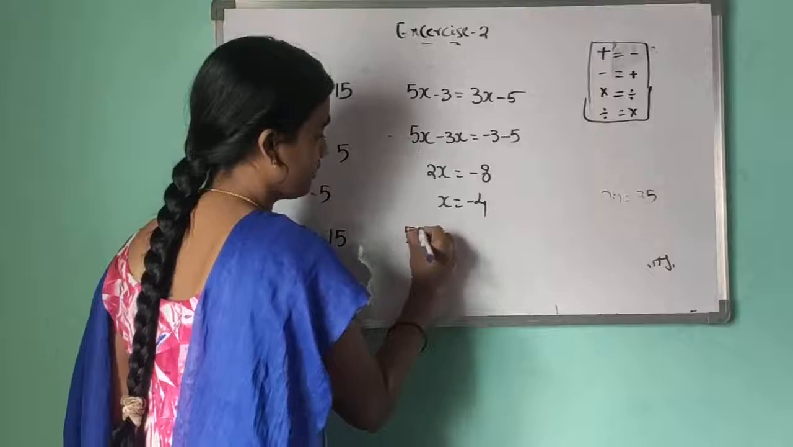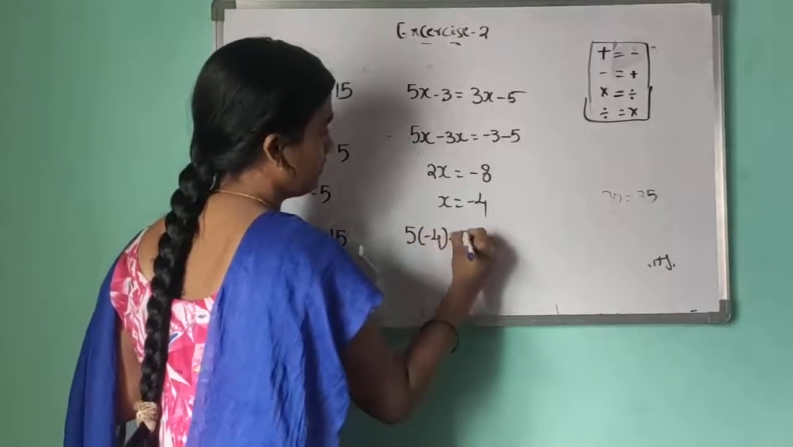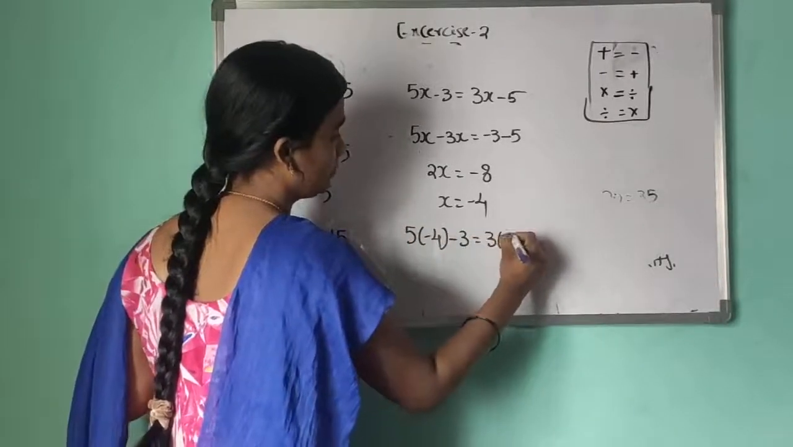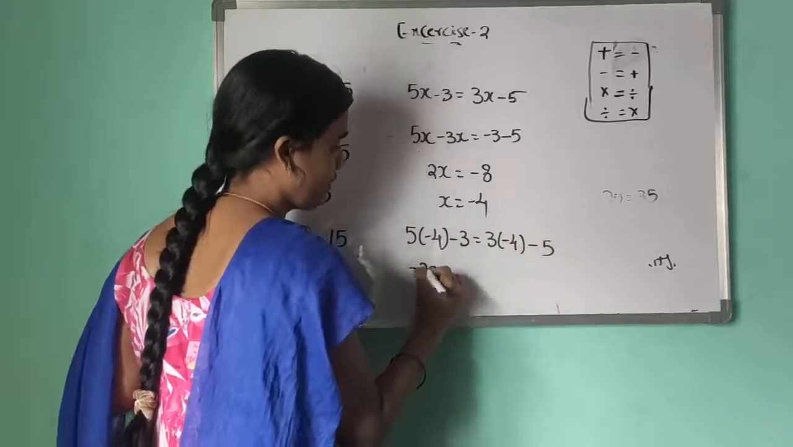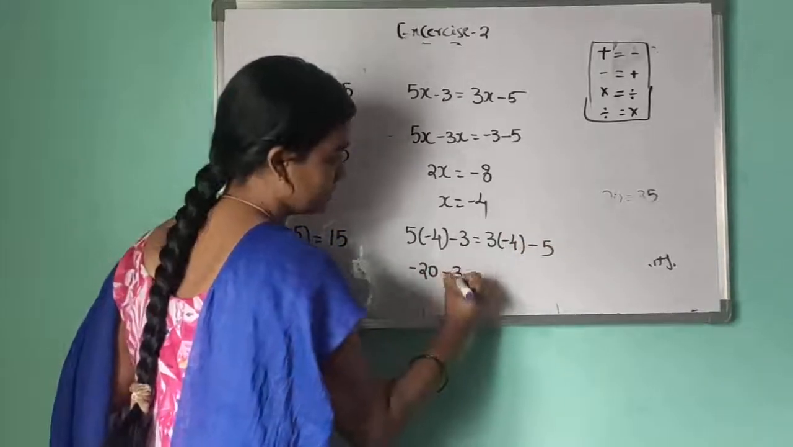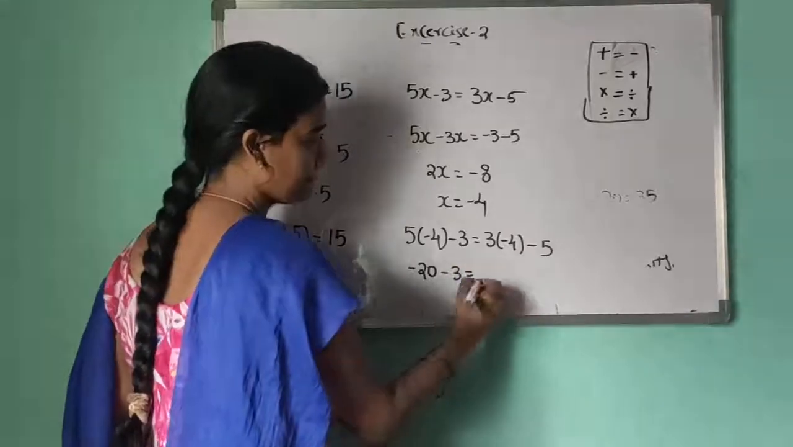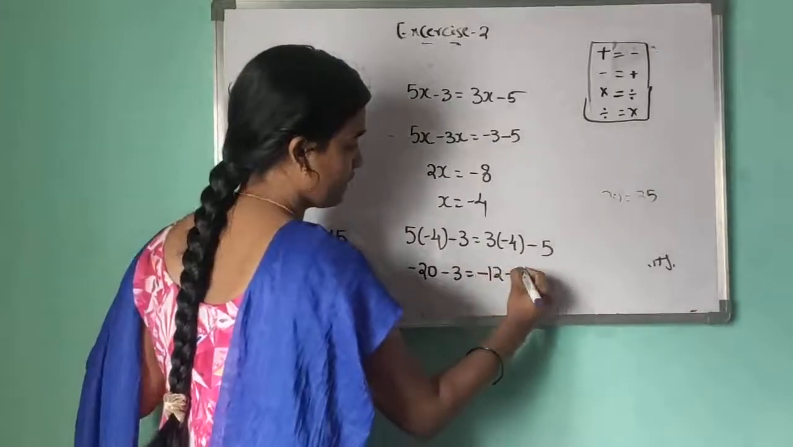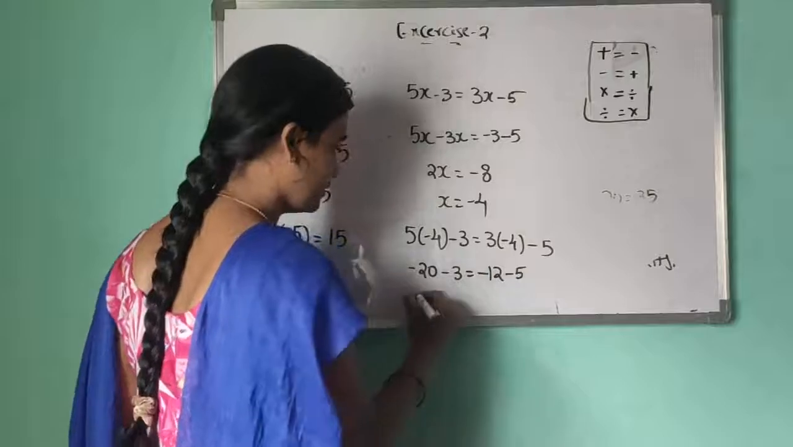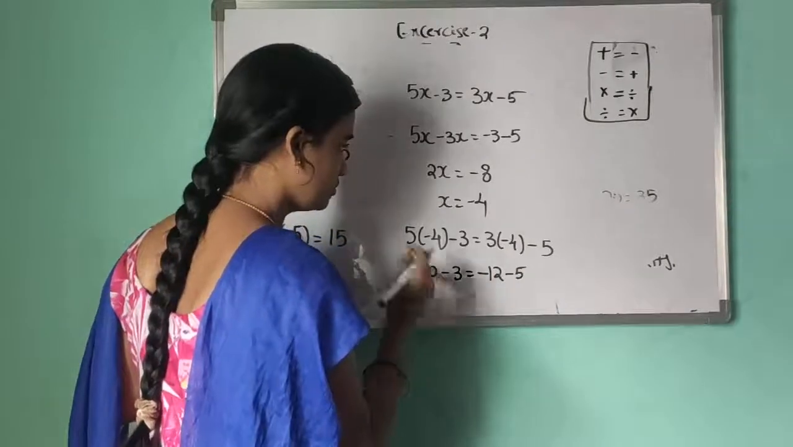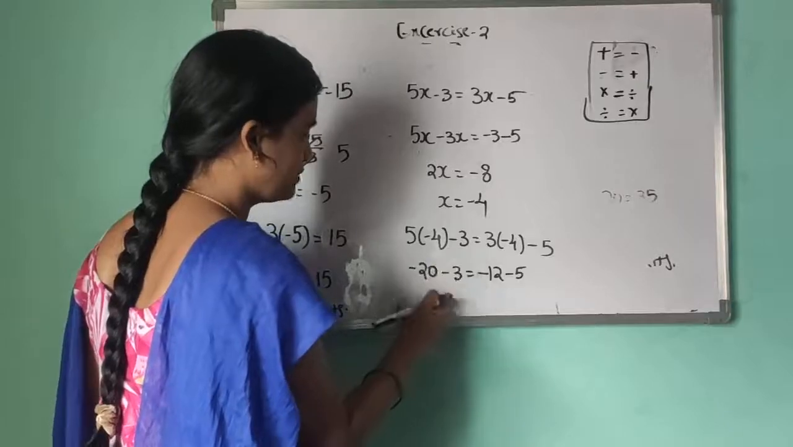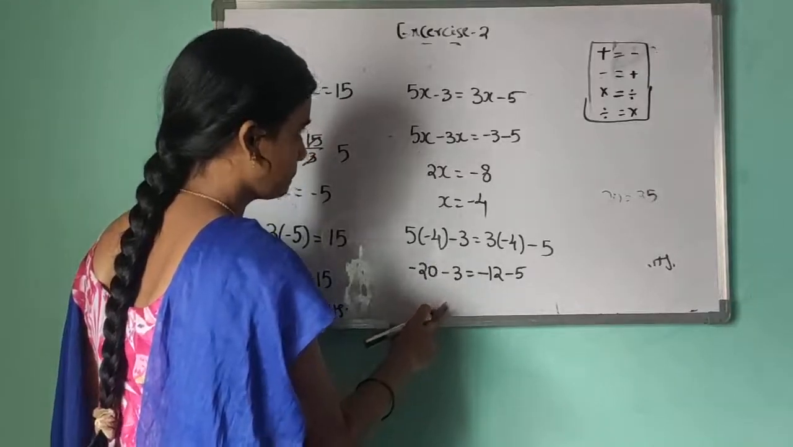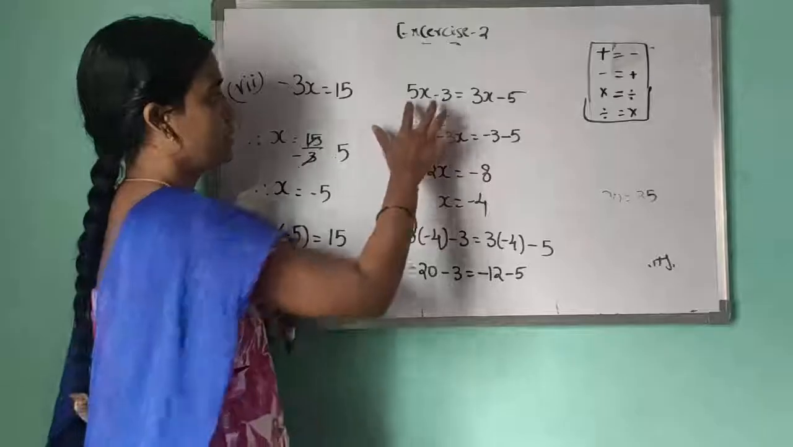We have to substitute the minus 4 into the given equation. Minus 3 into minus 4 minus 5 minus 20. 5 4s are 20 minus 3. 3 4s are minus 12 minus 15, right? How much is the value? It's 12. 5 4s are 20 minus 3. See guys, something is a mistake.